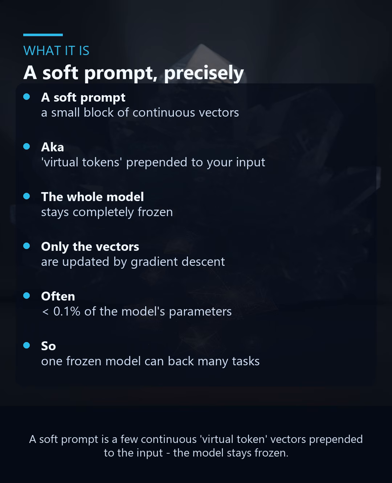So what exactly is a soft prompt? It is a small block of continuous vectors, sometimes called virtual tokens, appended to your input. During training, the entire model stays frozen. Only these few vectors are updated by gradient descent. That is often less than 0.1% of the parameters. The base model never changes, so one frozen model can back many different tasks.